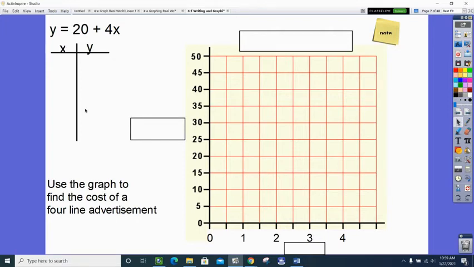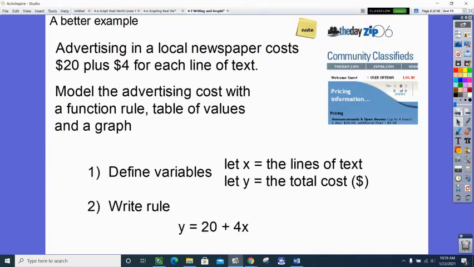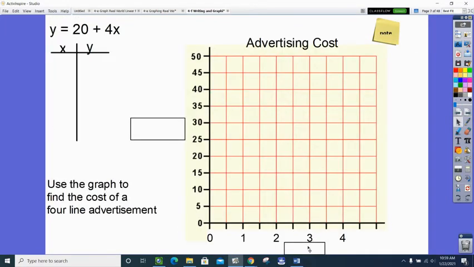When I go to graph it, I now have to set up the graph, right? So I'm going to put a title. The book never seems to do this, so I'm going to call it advertising cost. My definitions of my variables are going to be my labels on the x and y axis. So x is going to be the number of lines of text, and the cost in dollars will be my y. I'm going to flip over so you can see why I put these numbers in.